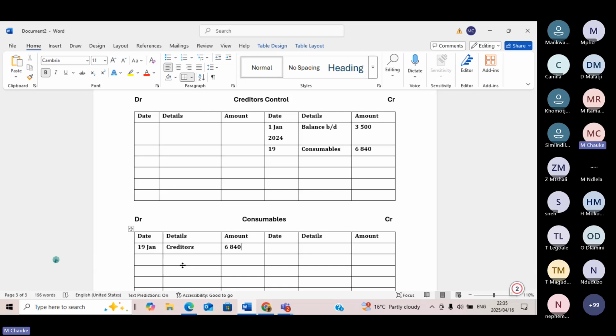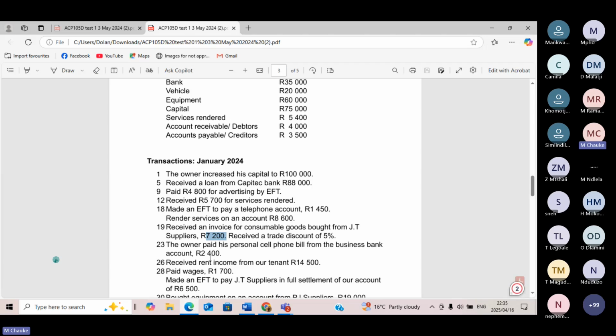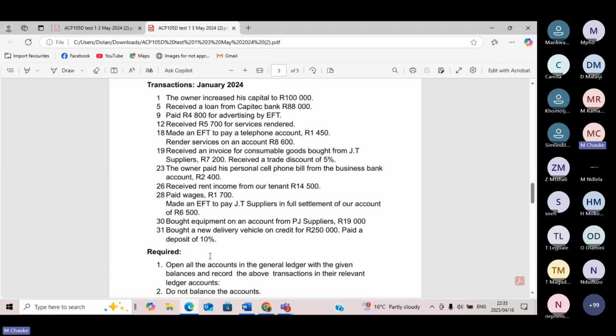Let's go to the next transaction. The next transaction happened on the 23rd. They say the owner paid his personal cell phone bill from the business bank account. Two accounts affected are going to be bank and drawings, because the owner is making a withdrawal to pay his personal cell phone. Are you guys following?